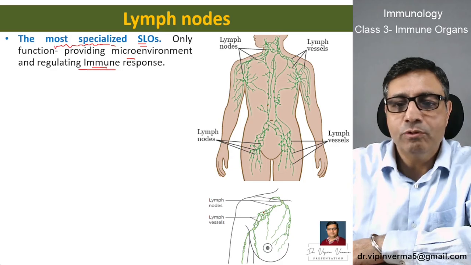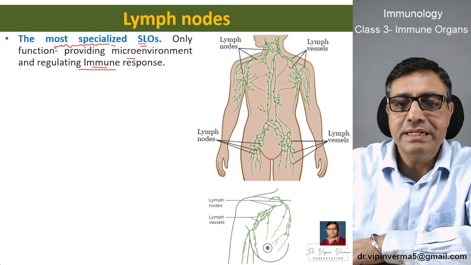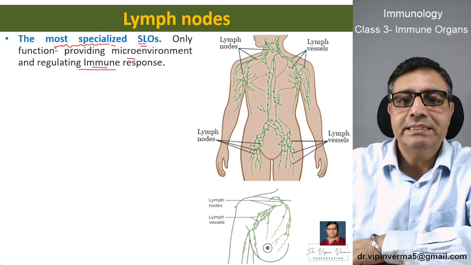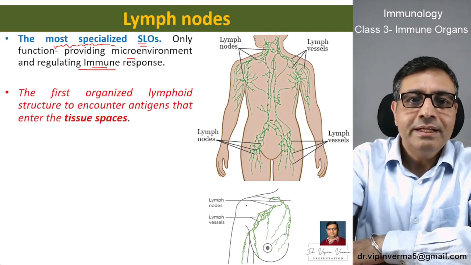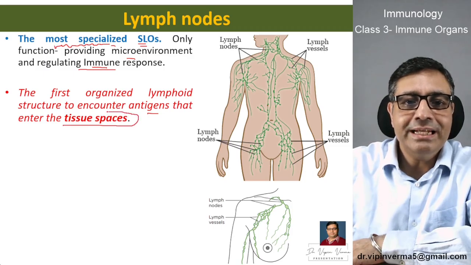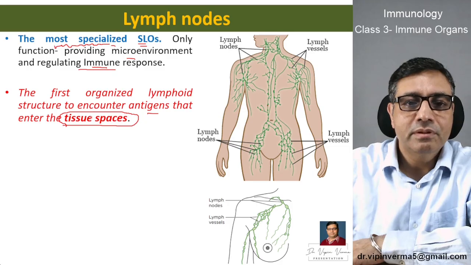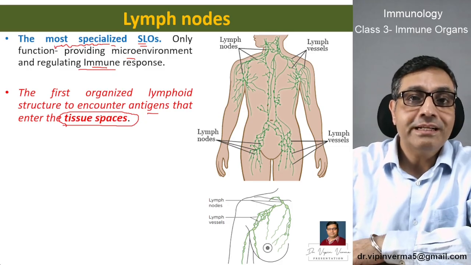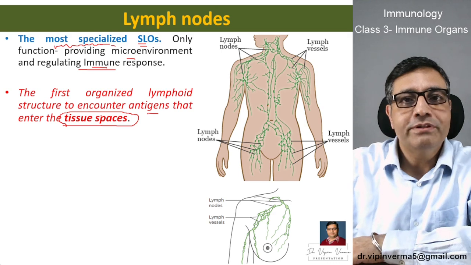Now if we see a slightly magnified view, we will find that these lymph nodes are just like small beads, and these beads are placed on the lymphatic vessels here. These are the first organized lymphoid structures to encounter antigens that enter the tissue space. In any tissue, whenever there is an infection, it will definitely come into the respective lymph node, the localized lymph node of that region.